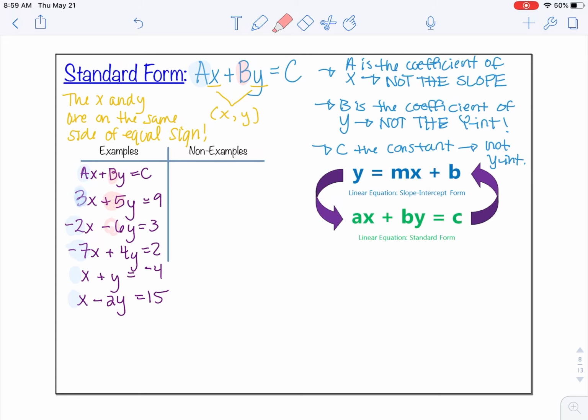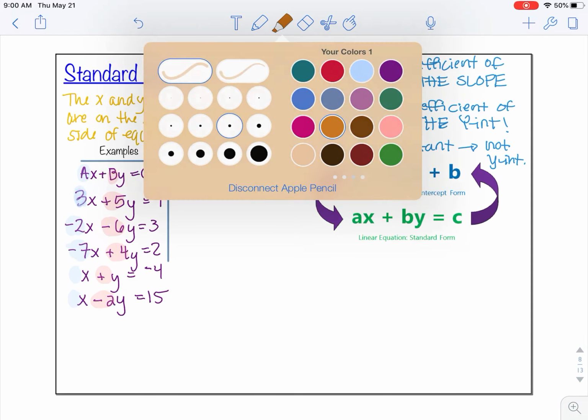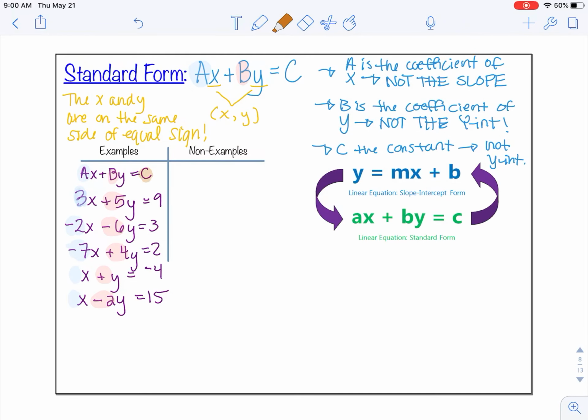Positive 5 is our b. Negative 6 is our b. Positive 4 is our b. Positive 1 is our b. Negative 2 is our b. And last but not least, we have equals c. C is 9. C is 3. C is 2. C is negative 4. C is 15.